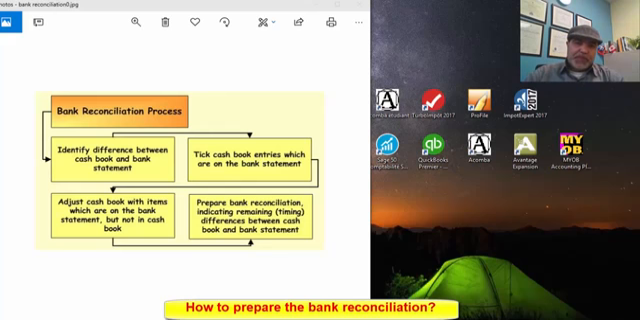If you remember, last time I posted two tutorials. The first one was related to how to pay expenses with the petty cash and also to record all expenses paid by the petty cash. The second tutorial was about how to prepare the deposit slip. Okay, and today we show you how to prepare the bank reconciliation.